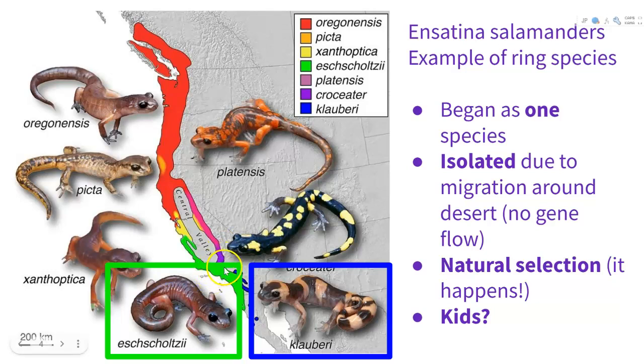When they met up, the question was, can they have kids? To be the same species, you have to be able to reproduce and make viable offspring. Offspring are kids. If your kids cannot have kids, if your babies are unable to have babies, then you are considered to be two different species. If you're the same species, you should be able to mate and make viable offspring. So OINK: one species, isolated, natural selection, and kids. OINK leads us through the process of speciation.